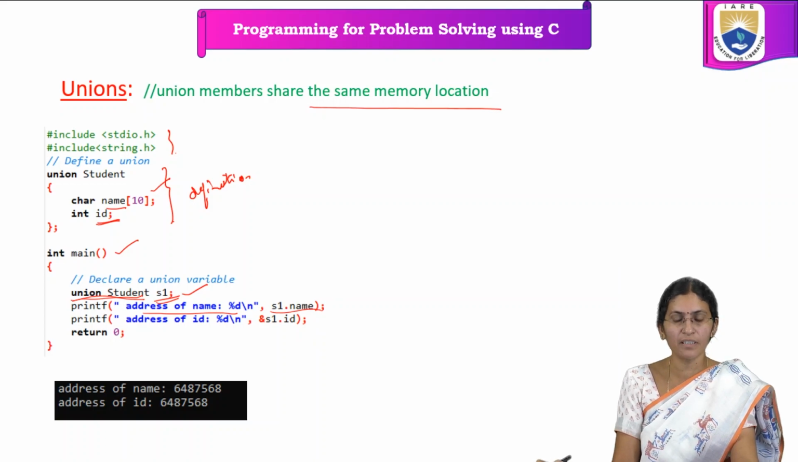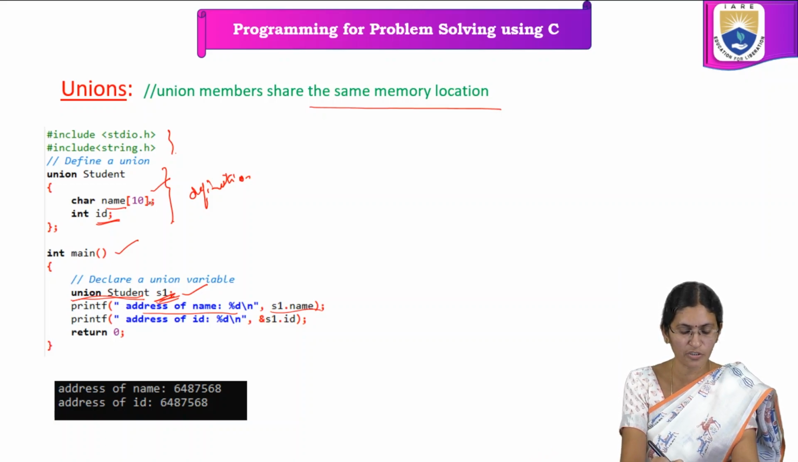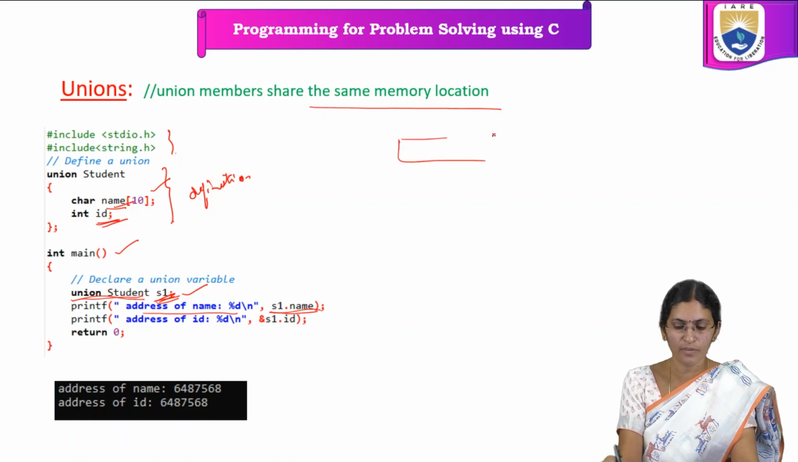Now if we want to print the address of this variable, suppose we are printing the memory location of this S1 variable corresponding to name and ID. In order to print that address, S1.name. It will have two members, name and ID. These are the two members.